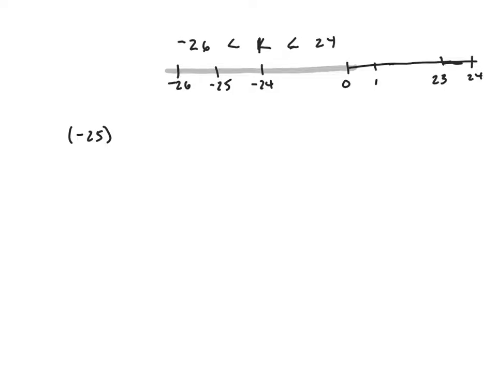So K is in between negative 26 and 24, but the negative 26 and the negative 24 are not included. So we're talking about these integers here, all the way up, and then 23, but not 24. So negative 25 plus negative 24 plus negative 23 plus whatever, dot, dot, dot, plus 0 plus 1 plus dot, dot, dot, whatever, 21 plus 22 plus 23.